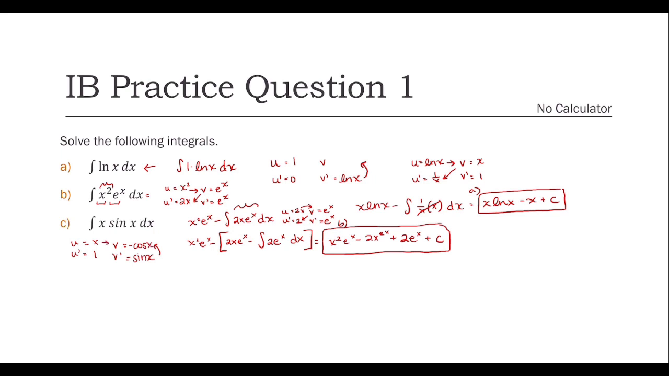So we have x times negative cosine of x, so negative x cosine of x minus the integral of negative cosine of x times 1. So this will become plus cosine of x dx. So this equals negative x cosine of x plus the integral of cosine of x, which is just sine of x, and then plus c. And there's your answer to part C.